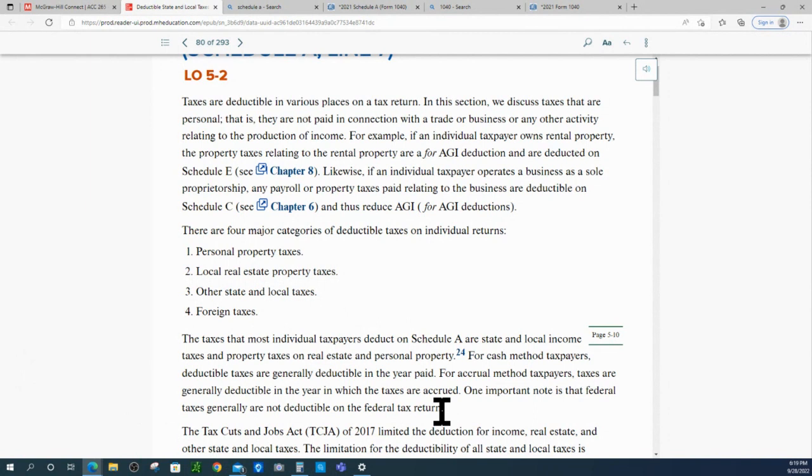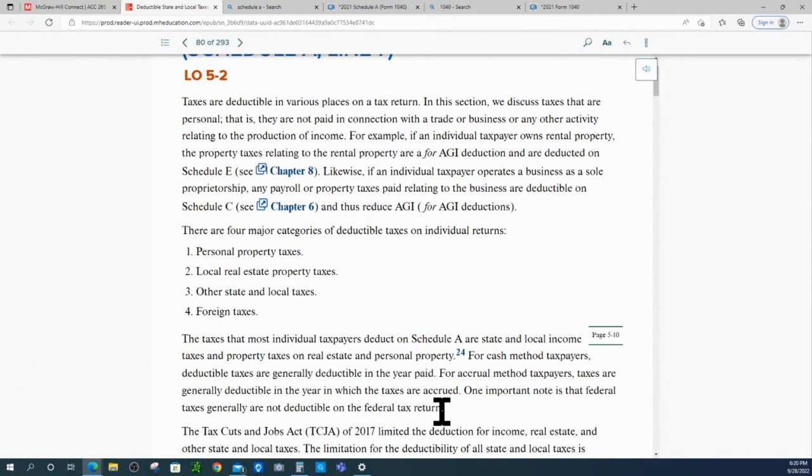Trying to think. If any of you out there know, chime in. Tennessee, okay, it's Tennessee. I think there's one more that doesn't have any income taxes.